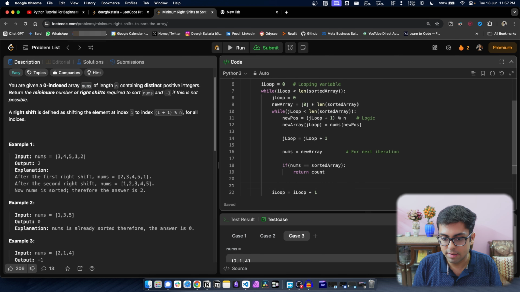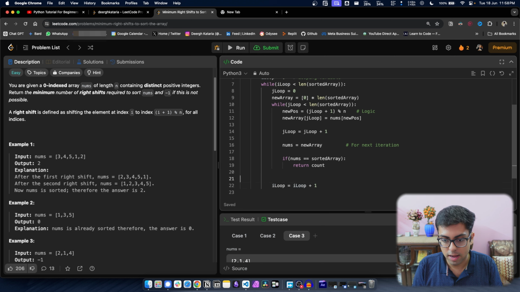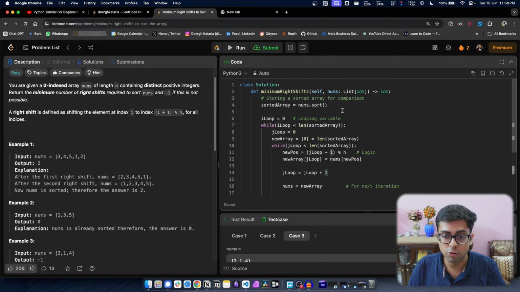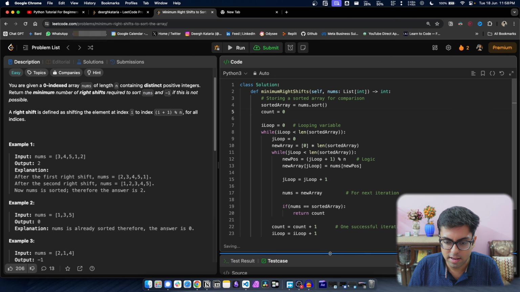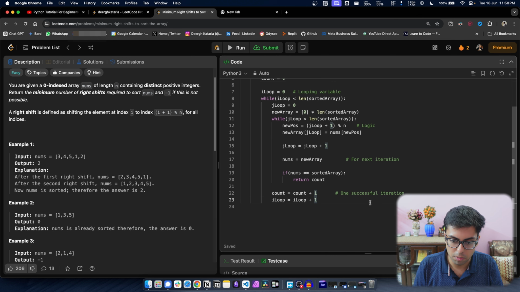When we increase the i loop, that means we're going through one iteration. We can also over here increase the count by 1, since one successful iteration has been done. All right. Count should be 0 in the beginning. Anything else we are missing? I don't think so. Then we are going to return count.